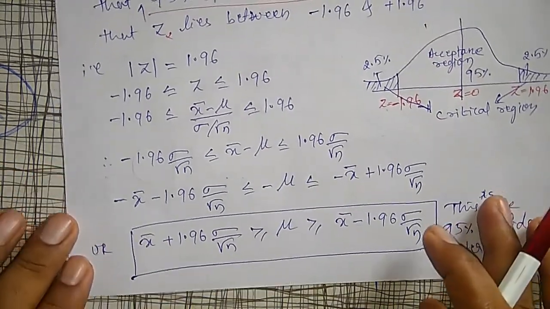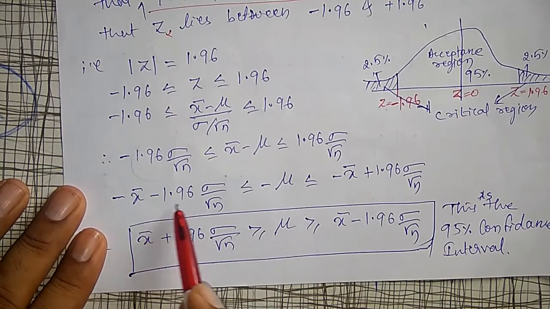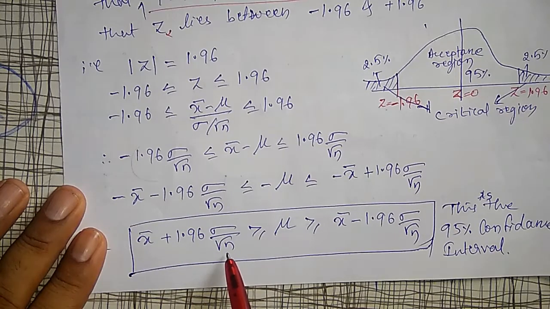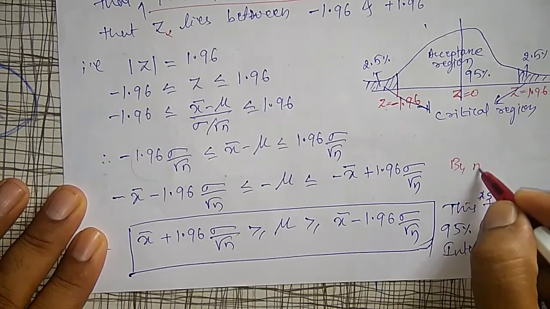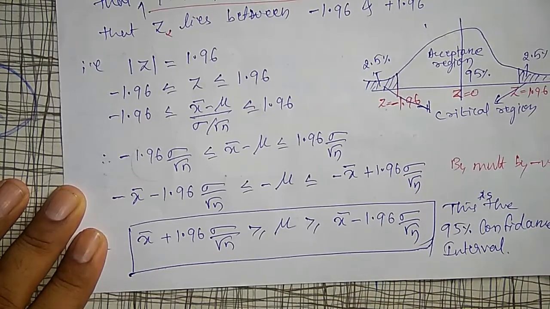If I am multiplying by minus here, then I am going to get minus of minus, plus x bar plus 1.96 into sigma divided by square root of n. Less than or equal to will become greater than, and minus will become plus: mu is greater than x bar minus 1.96 into sigma divided by square root of n. This is by multiplying by minus. This interval is known as the confidence interval for the 95% level.